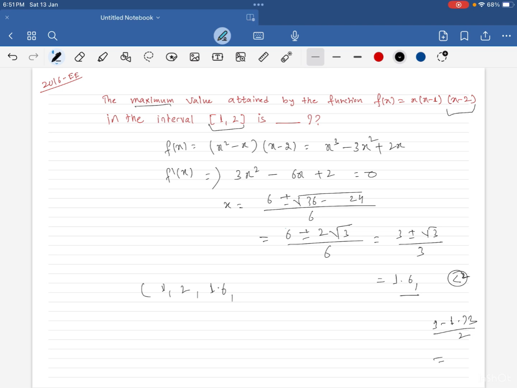So we have to find the maximum value, and at 1 it will be 0, at 2 it will be 0, and at 1.6 it is going to be negative. Even at this point it will be negative, so the maximum value of this function will be 0. So this is the answer for this question.